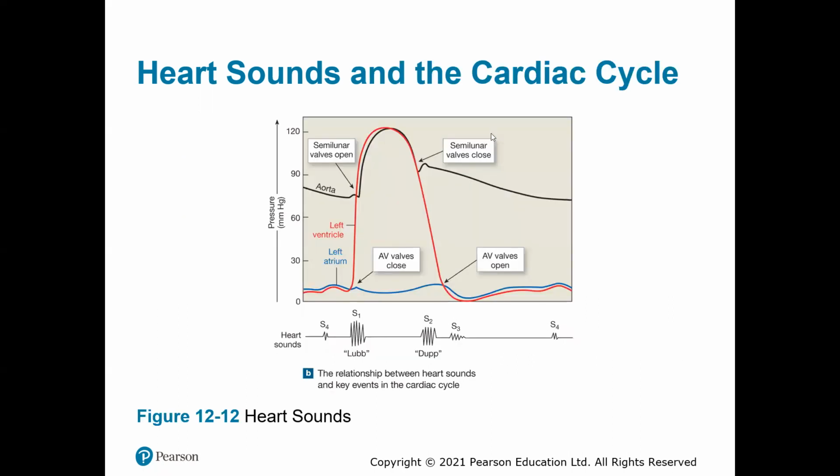And so here you can see just a correlation with where the blood is, right? And producing the first sound in the heart, the second sound. So the AV valves closing produces lub. Then the semilunar valves closing produces DUP.